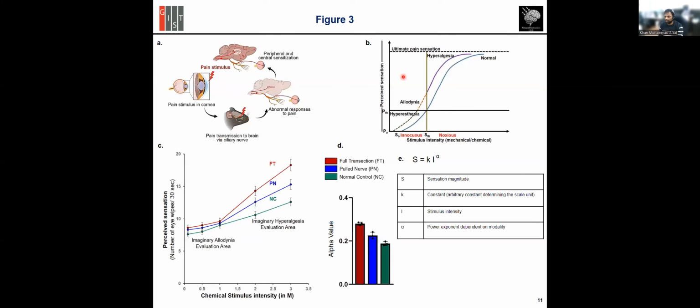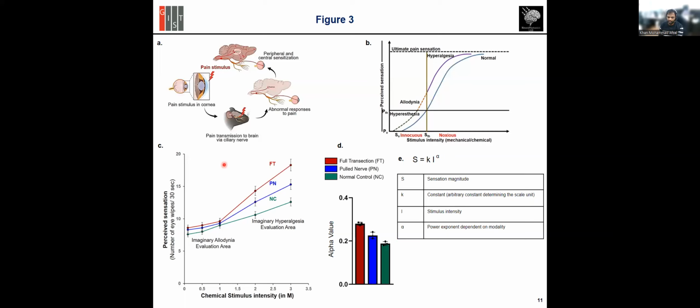The second part is about the perceived sensation and stimulus intensity graph. Here I show you what allodynia and hyperalgesia are compared to normal. S1 is the pain stimulus value at 0, and S3 is the threshold value. So these are the differences between innocuous and noxious values, and these are the ultimate pain sensation. These are the complete overall aspects of the perceived sensation stimulus graph related to the mechanical and chemical behavior test.